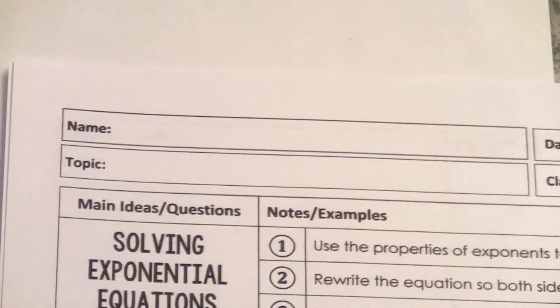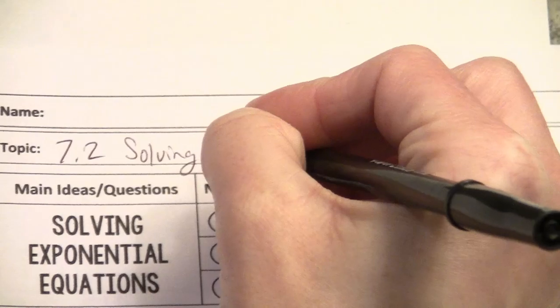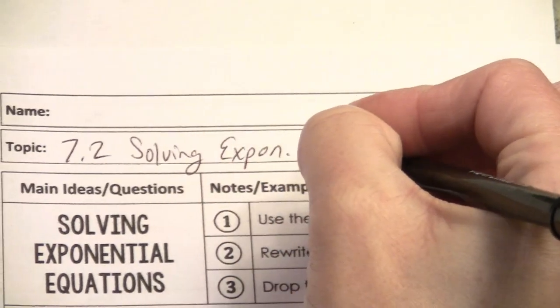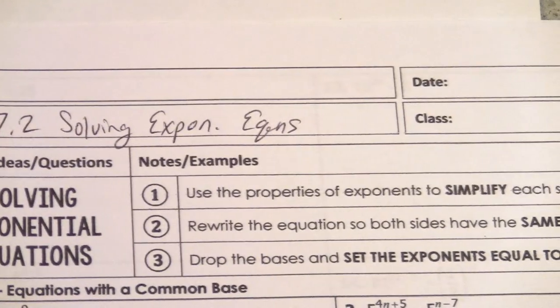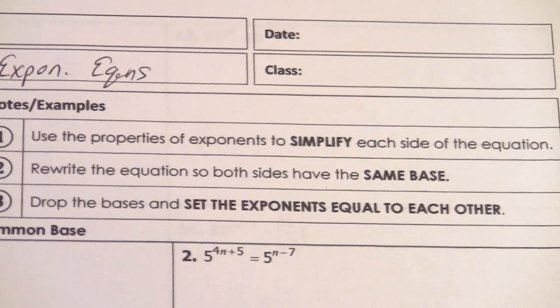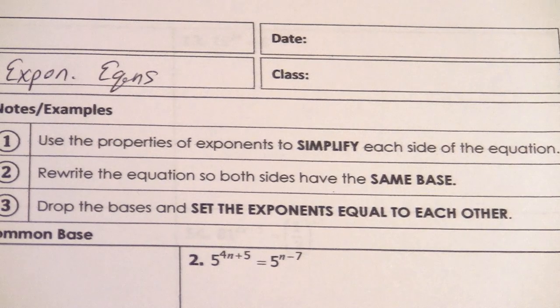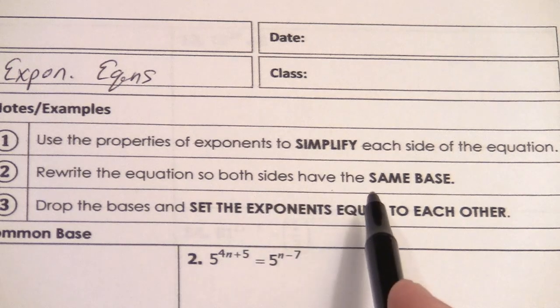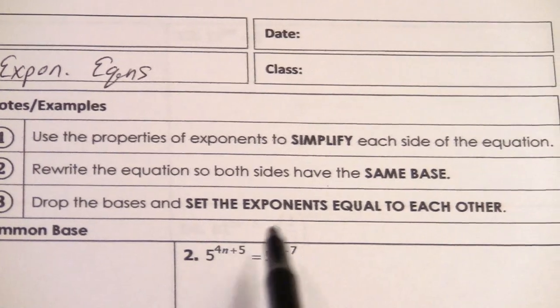So here we're on lesson 7.2, solving exponential equations. Here are some of the notes that we need to follow. Number one, we need to use properties of exponents to simplify each side of the equation. Number two, we need to rewrite the equation so both sides have the same base. And number three, we're going to drop the bases and set the exponents equal to each other. I'm going to show you what this means now.